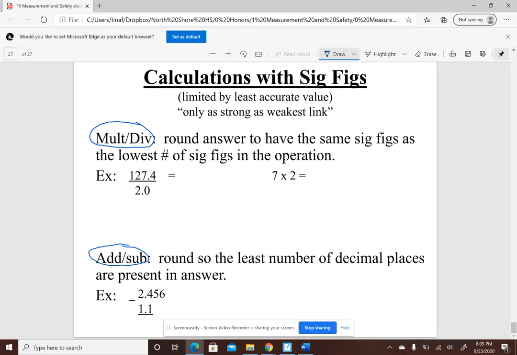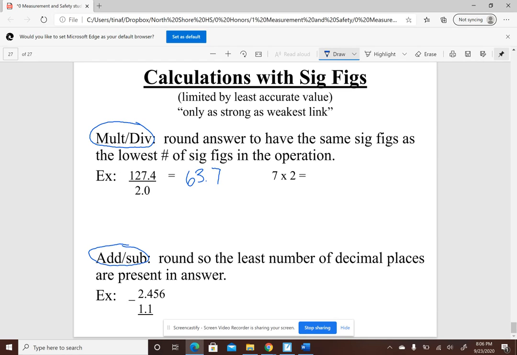So when you're multiplying and dividing, you want to round to the lowest number of sig figs. So your answer should have the lowest number of sig figs in it that's given to you in the question. So let's just do an example together and we'll see. So I have 127.4 and I'm dividing by 2. So when I do that, I get 63.7, right? That's what comes up in my calculator.